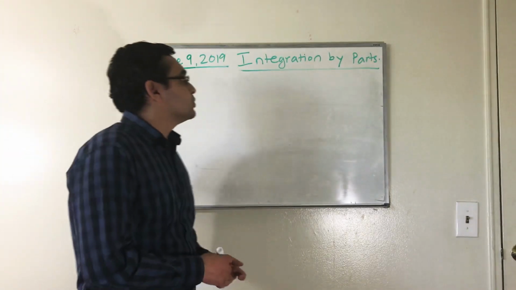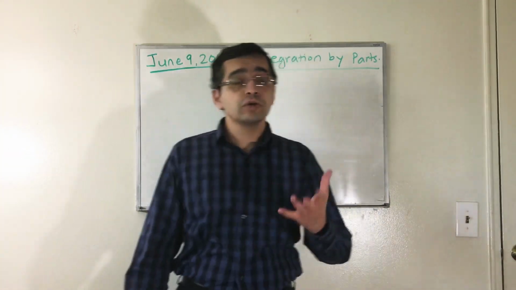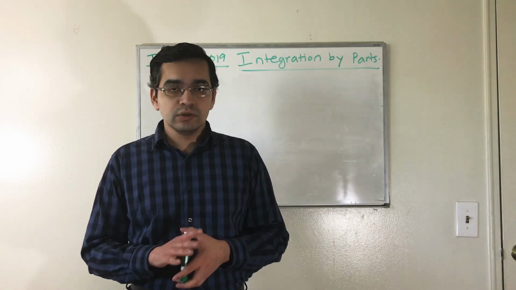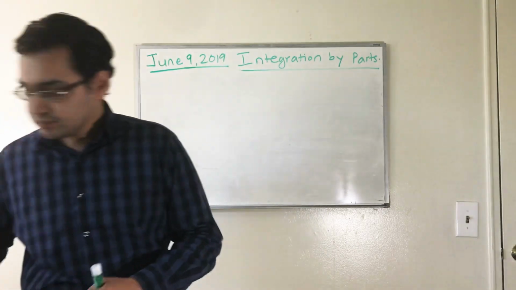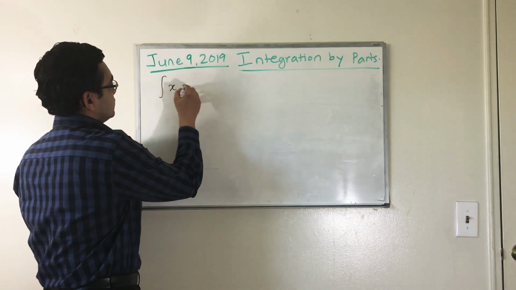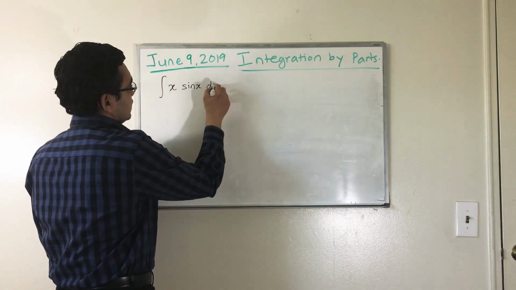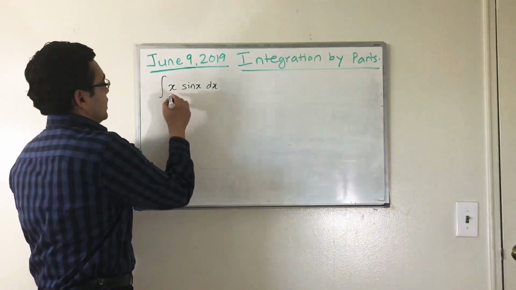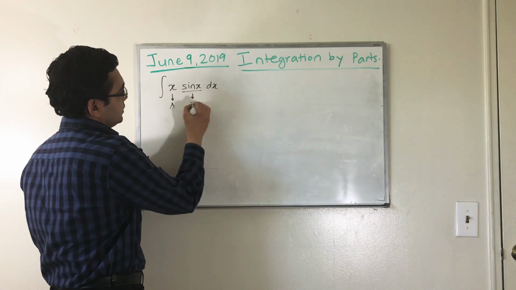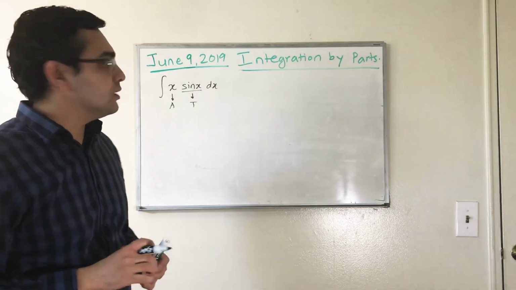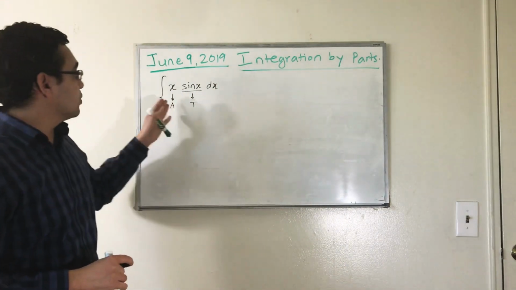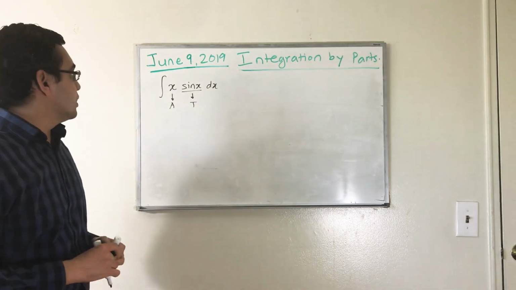Okay, so this is a technique which works when you have a function which you want to integrate, which happens to be the multiplication of two different types of functions. For example, if you have something like x sine x dx. So x happens to be an algebraic function and sine x happens to be a trigonometric function. In this case we are going to apply integration by parts and see how to compute the antiderivative of this x sine x.